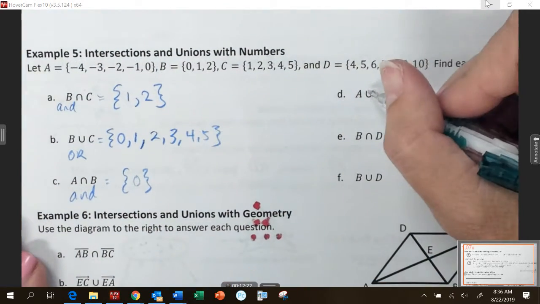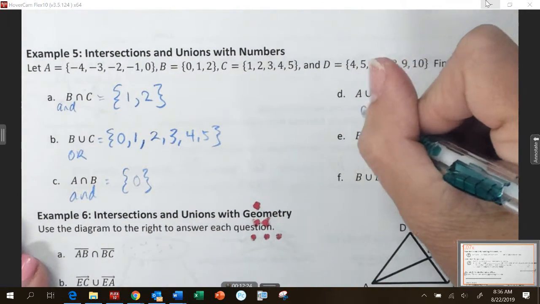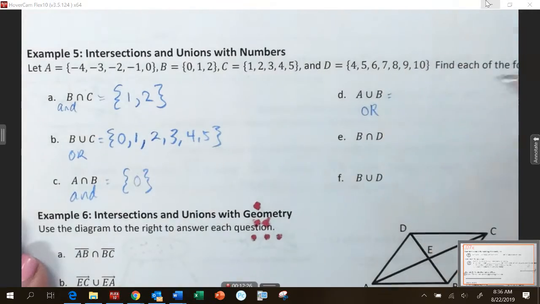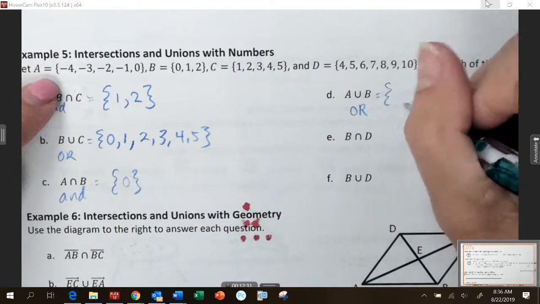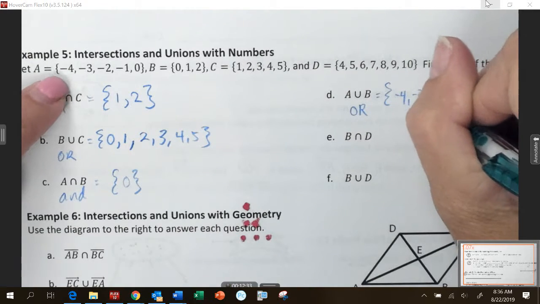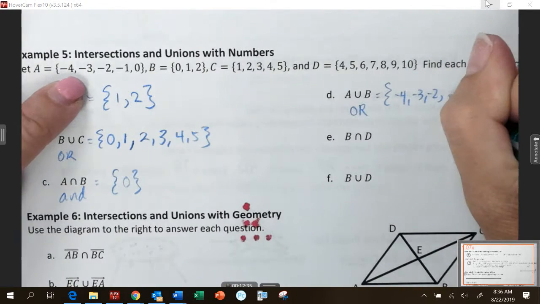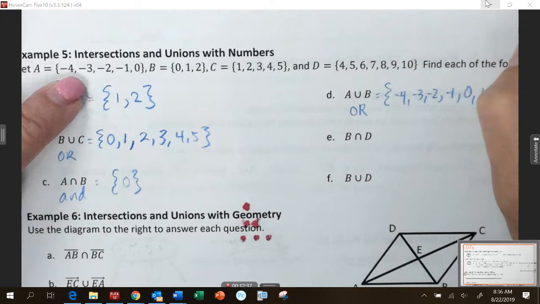Question D. A or B. A union B. That means you list everything in order. -4, -3, -2, -1, 0, 1, 2.